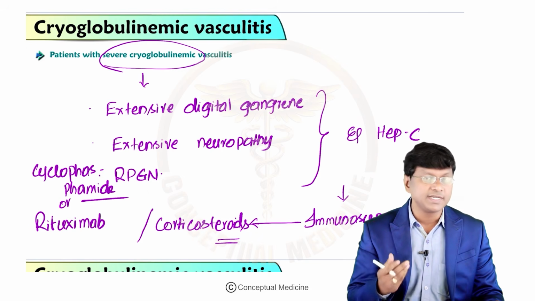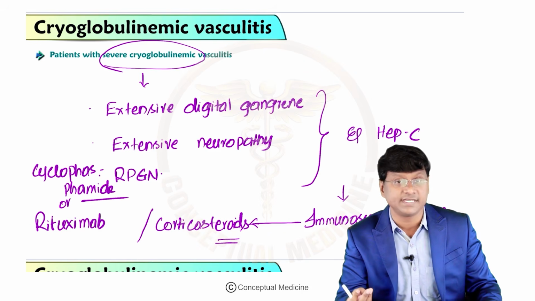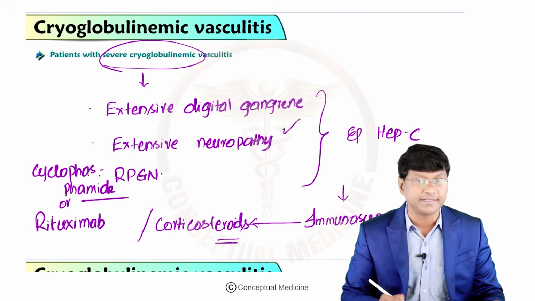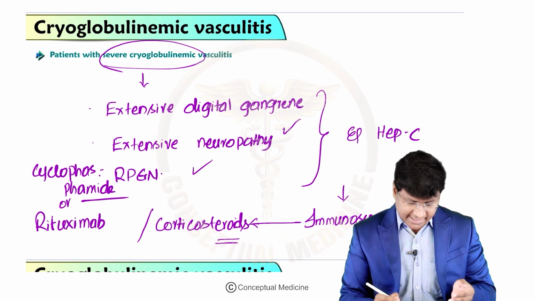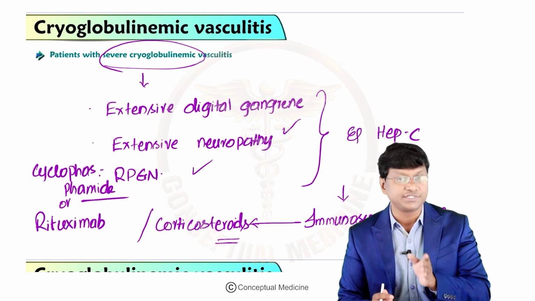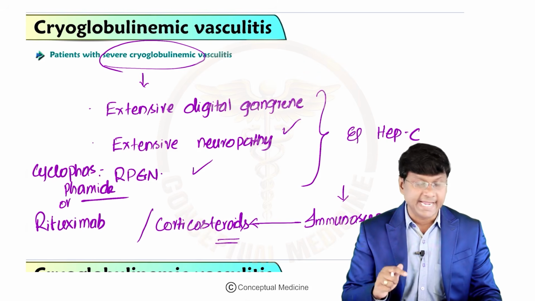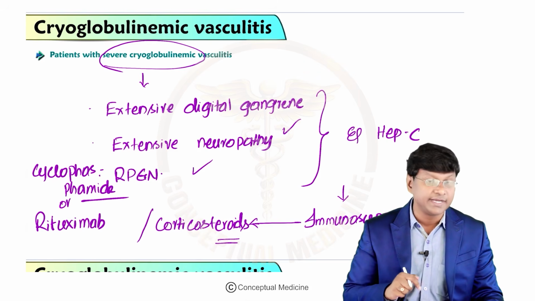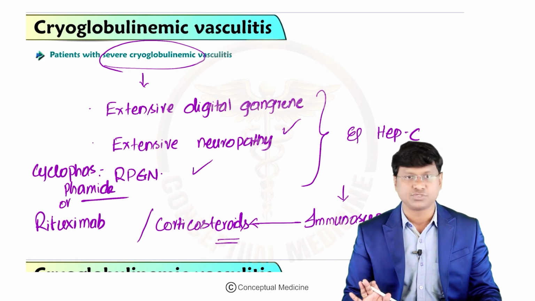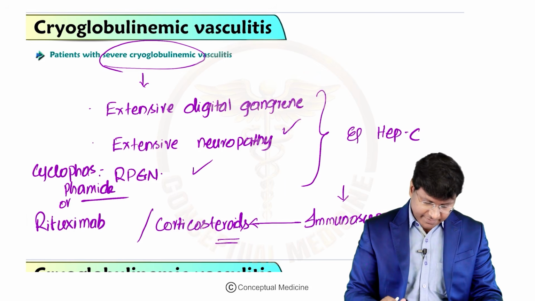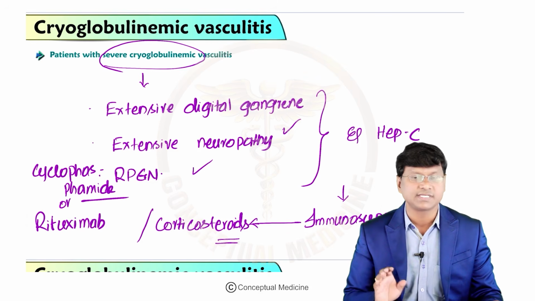What do you understand by severe cryoglobulinemic vasculitis? It is where there is extensive digital gangrene, extensive neuropathy, and development of rapidly progressive glomerulonephritis, along with hepatitis C infection. They should receive immunosuppressive therapy with steroids and either rituximab or cyclophosphamide, and antiviral treatment has to be started as well. So this is about the treatment, and this completes the topic of cryoglobulinemic vasculitis.